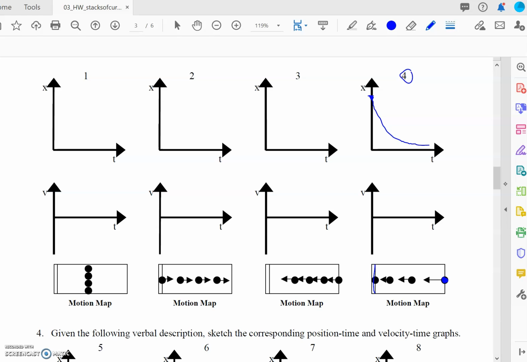Then to draw the velocity time graph, I'm going to think about the slope of this position time graph. I start out with a pretty large negative slope, so I'm going to begin my velocity time graph here, and I end my position time graph with a pretty flat line, which has a slope of 0. So I'm going to take this graph for velocity time to 0. And that's how you draw the information on the graphs from the motion map.